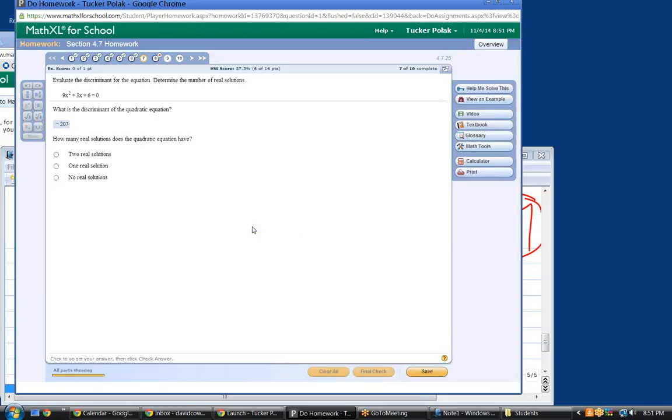How many solutions do we have, and what kind are there? One real solution. We got a negative. Our discriminant was negative. What does that mean? We're going to take the square root of a negative number. What does that mean? 2. Imaginary solutions. So which answer? Imaginary, then wouldn't that be no? Yep.